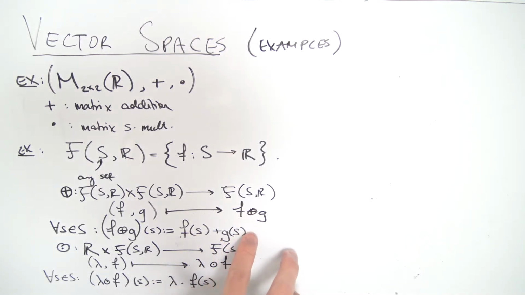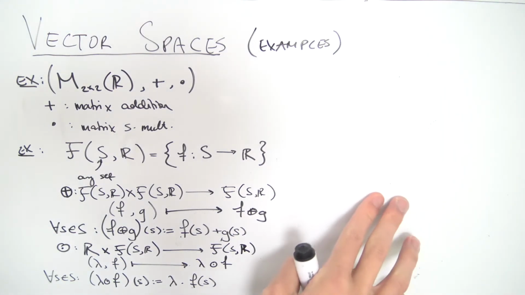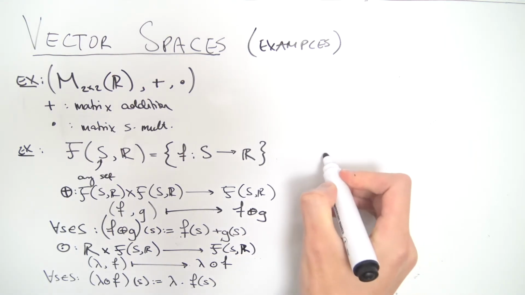Why is that the case? Well, because f of s and g of s, those are real numbers. It's also an element in the vector space R. And you can do that with all the axioms as well. You can also check that it's associative. Some other things I want to point out is the neutral element. So what is the neutral element?